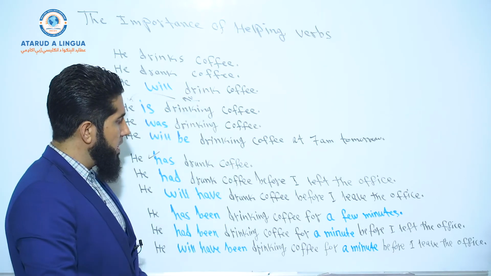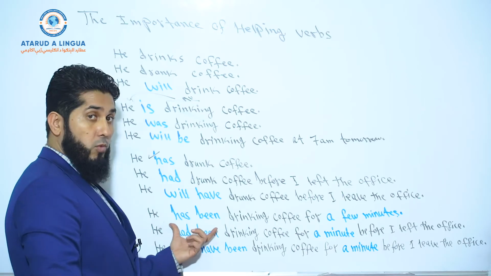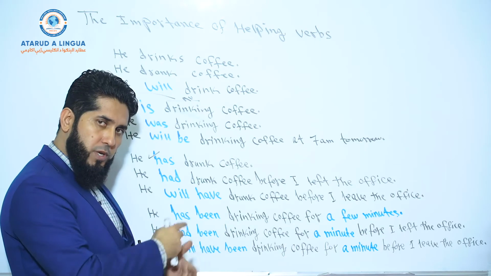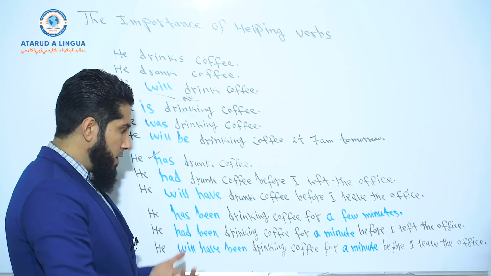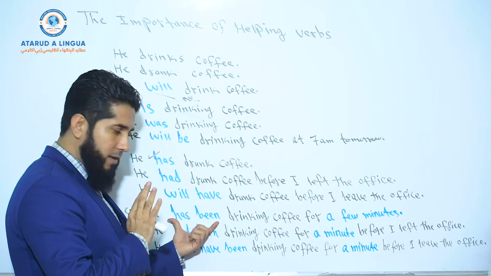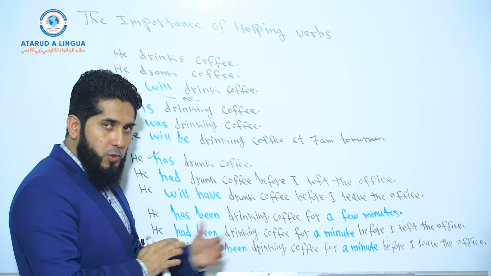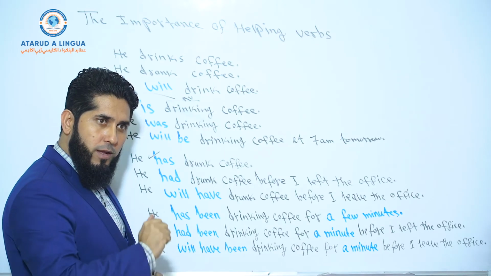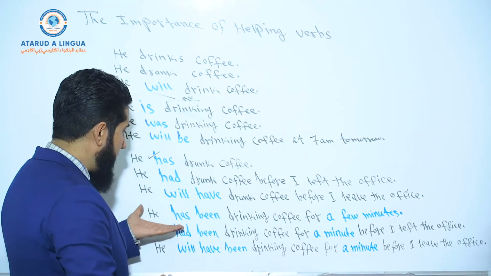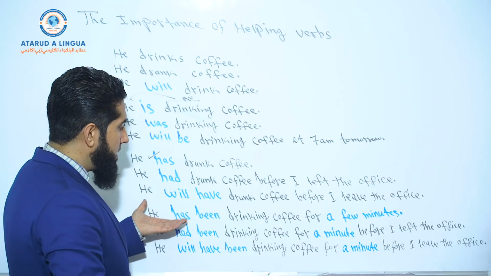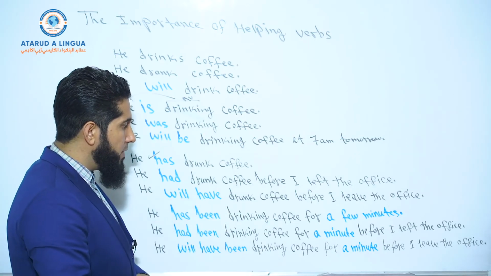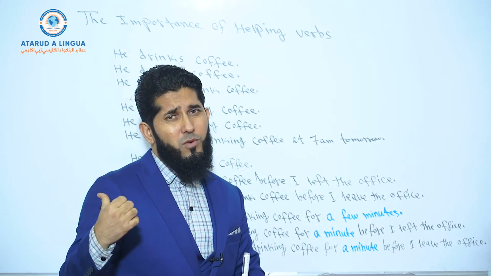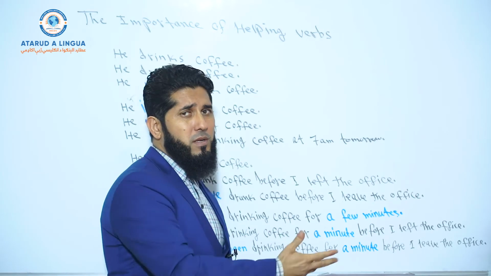He has been drinking coffee for a few minutes. Again, we have two auxiliaries. Has to show it is a perfect tense. Been to show it is a continuous tense. So now these helping verbs, again, help the main verb to express a specific purpose. And what that purpose is, it is that the action of drinking coffee started a few minutes ago and is still in progress, and it may or may not continue in the future.